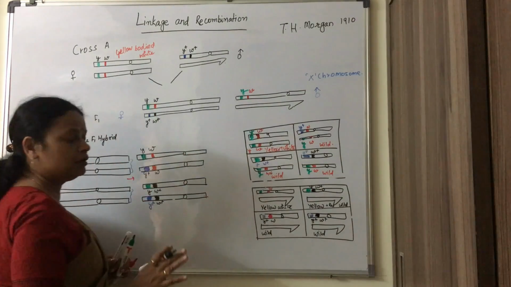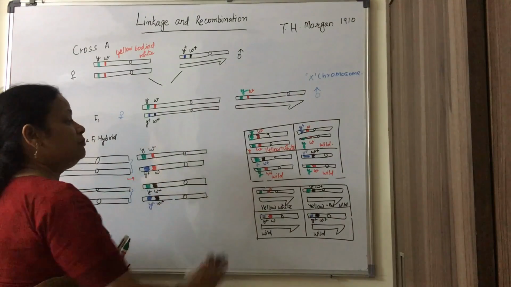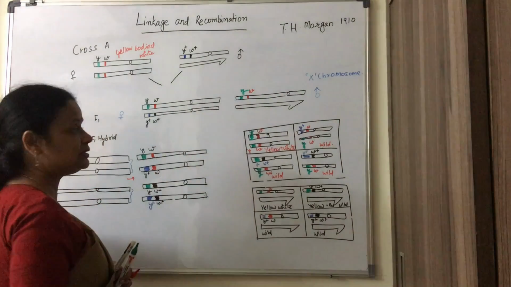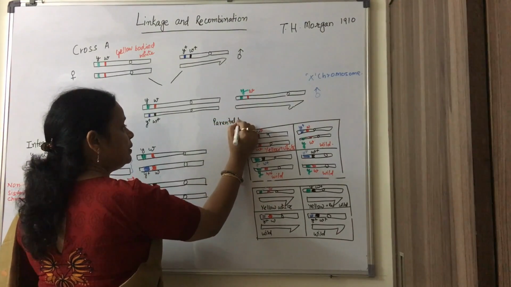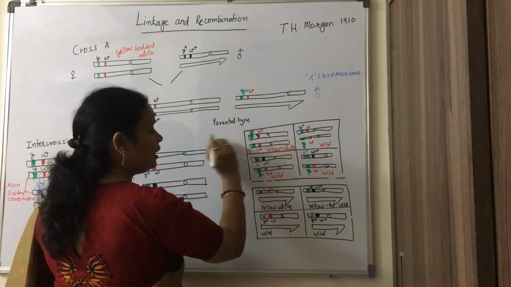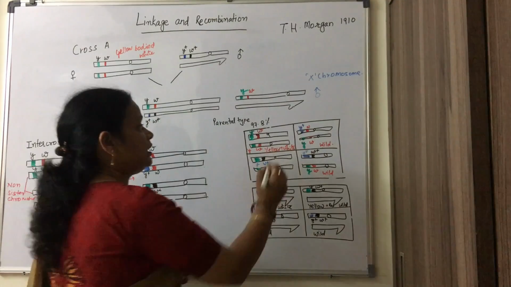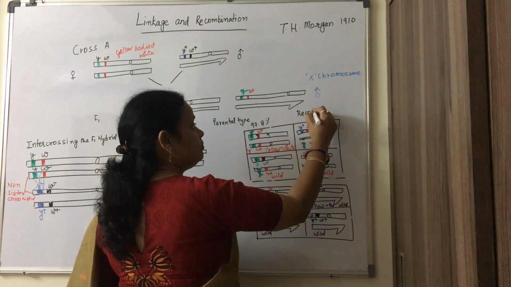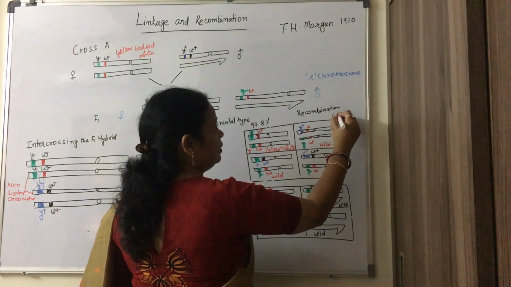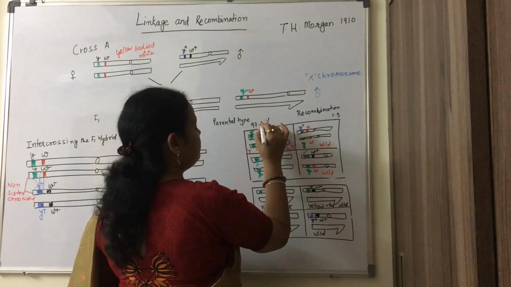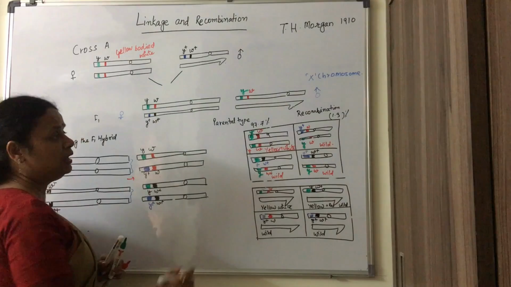Now this is the normal cross, what was expected by Morgan. But in this cross, this was not the result. Here the parental type was very high, that is 97.7% are parental, whereas the recombinant is only 1.3%. What does it mean?